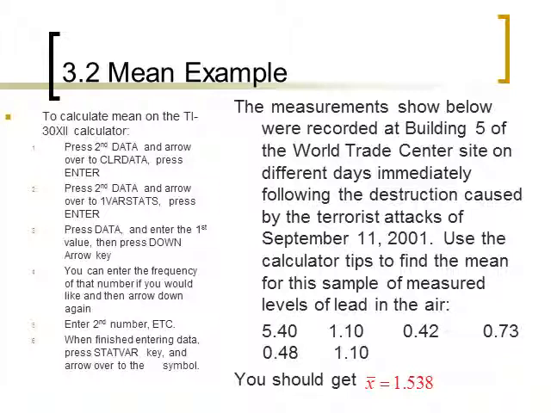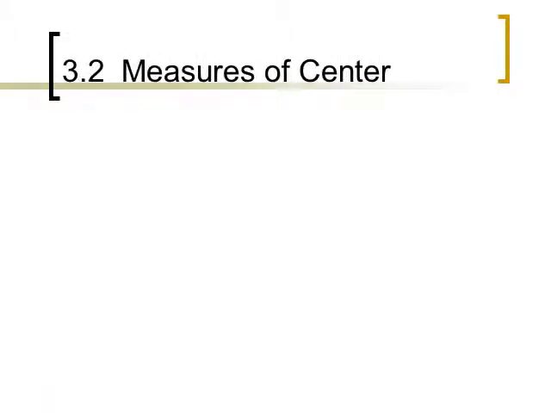Then go down to X4, press 0.73. Go down to X5, type 0.48. And then go down to X6 and type 1.10. When you finished entering the data, immediately press Stat Var, which is the button next to Clear. Use your right arrow key to find X bar symbol. The X bar symbol is the mean.